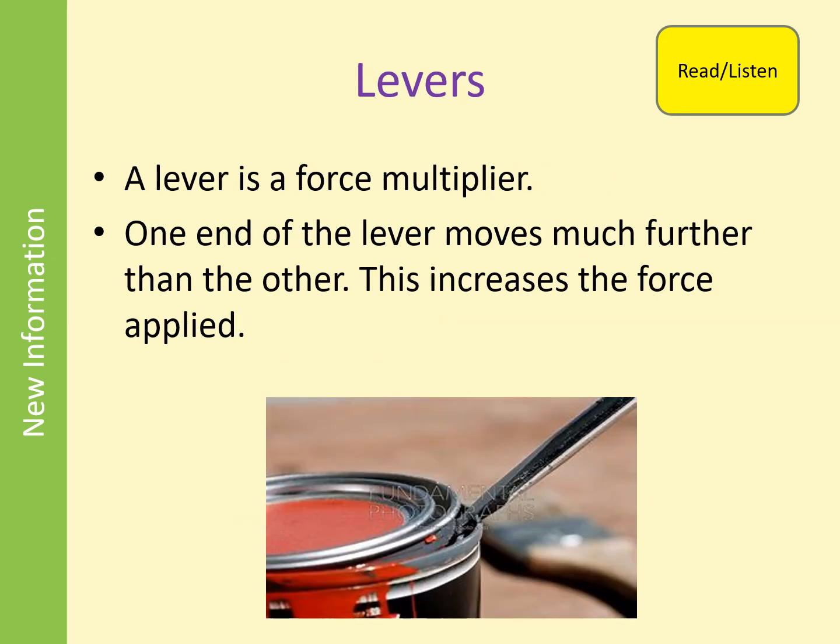Our second example is a lever. A lever is what we call a force multiplier. One end of the lever moves much further than the other, and this increases the force applied. A good example of this is using a long handle screwdriver to open a paint can.